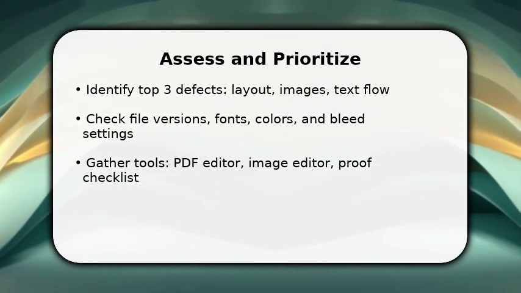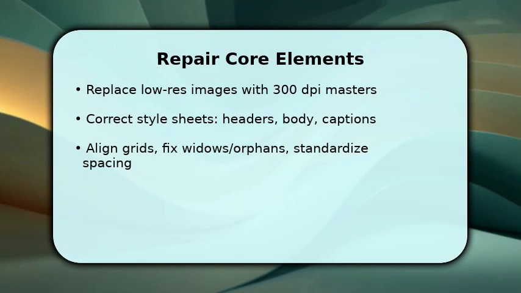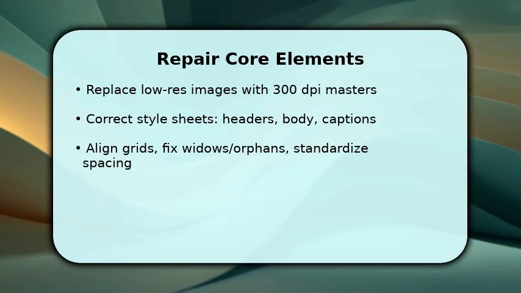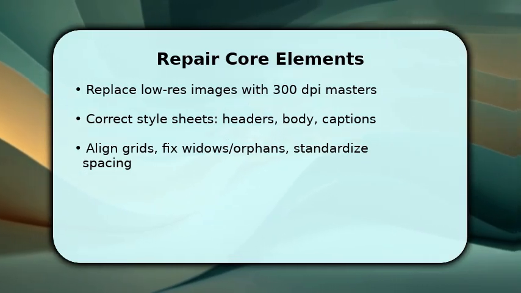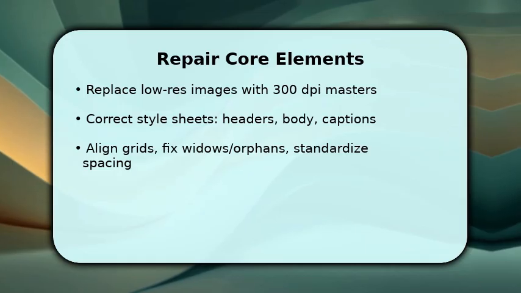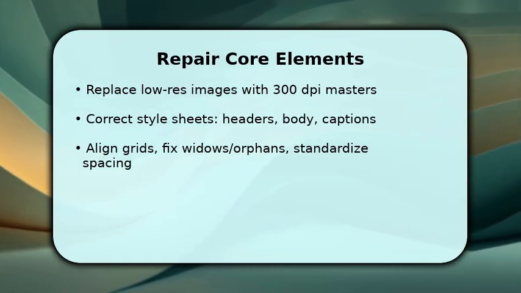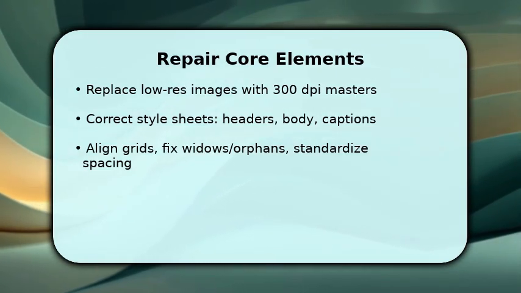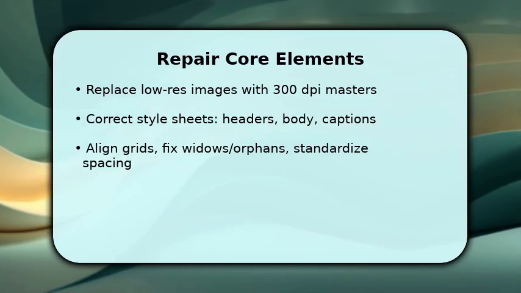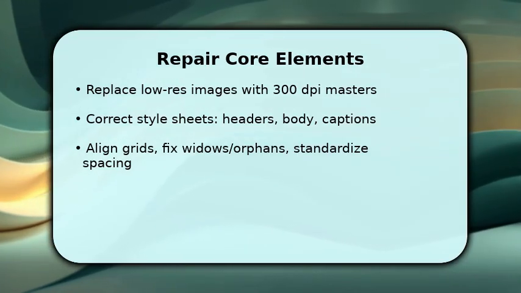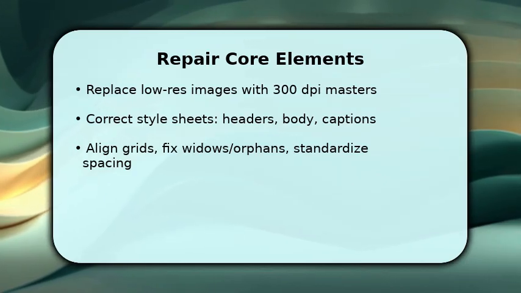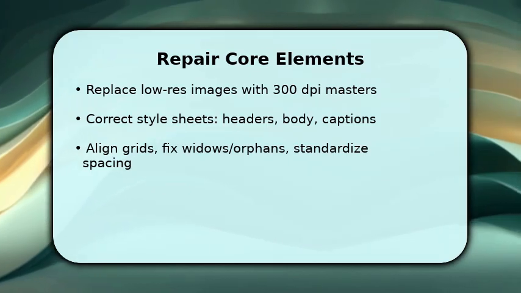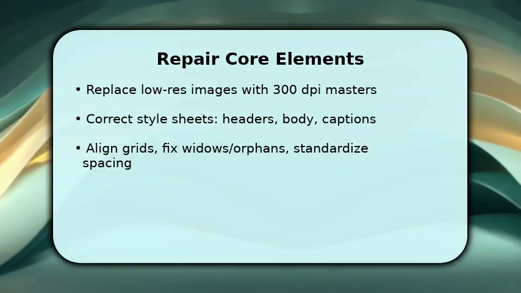Now you execute the detailed repairs. Open source files and relink all image assets to 300 DPI masters, then apply consistent style sheets for headers, body text, and captions. You will realign the layout grid and fix widows, orphans, and inconsistent spacing so pagination flows predictably. Check color profiles and convert to CMYK if for print. If digital, embed sRGB. Once these core elements are fixed, export a proof PDF and run a quick checklist comparison.